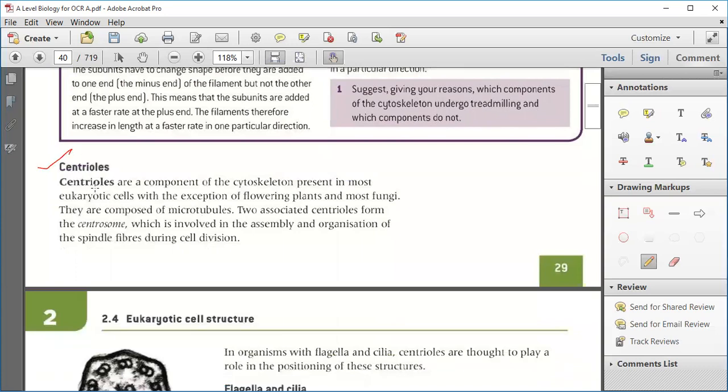Now we have centrioles. Centrioles are components of the cytoskeleton present in most eukaryotic cells, with the exception of flowering plants and most fungi. They are composed of microtubules. Two associated centrioles form the centrosome. Two centrioles combine together and form the centrosome, which is involved in the assembly and organization of spindle fibers during cell division.